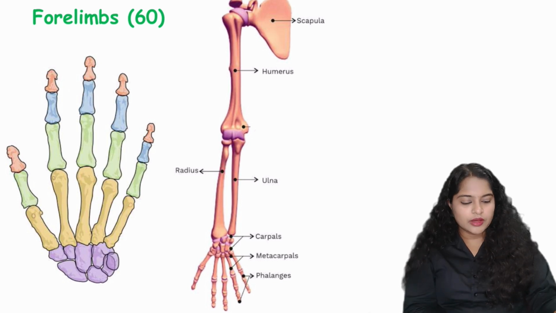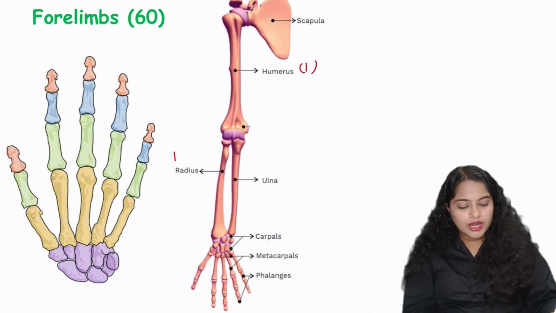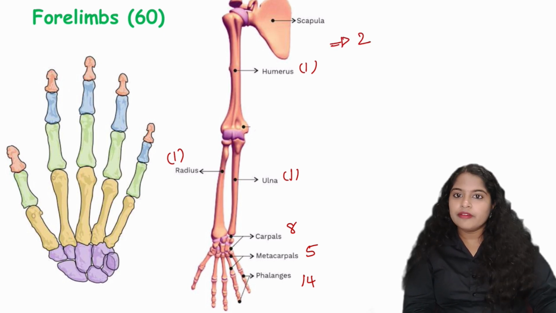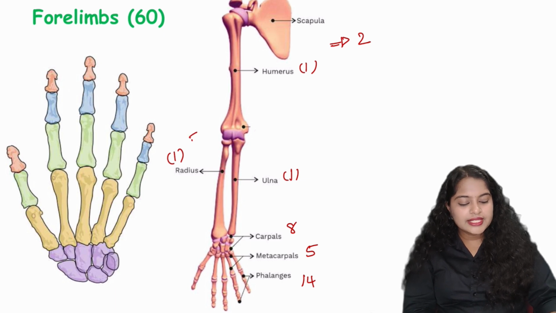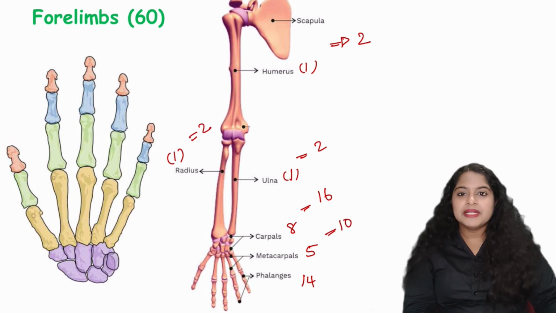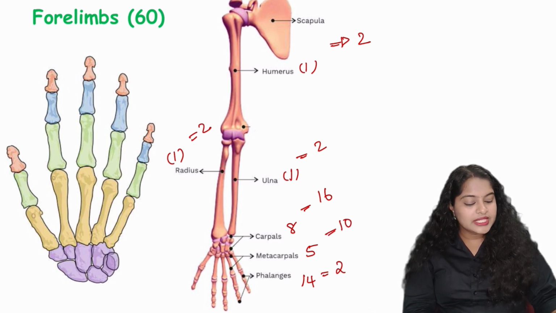So one hand we will see now. We have 1 humerus, 1 radius, 1 ulna, 8 carpals, 5 metacarpals and 14 phalanges. So if this is the right hand side, we will see the same for the left hand side. So we have a total of 2 humerus in our forelimbs, 2 radius, 2 ulna, 16 carpals, 10 metacarpals and 28 phalanges in our forelimbs.